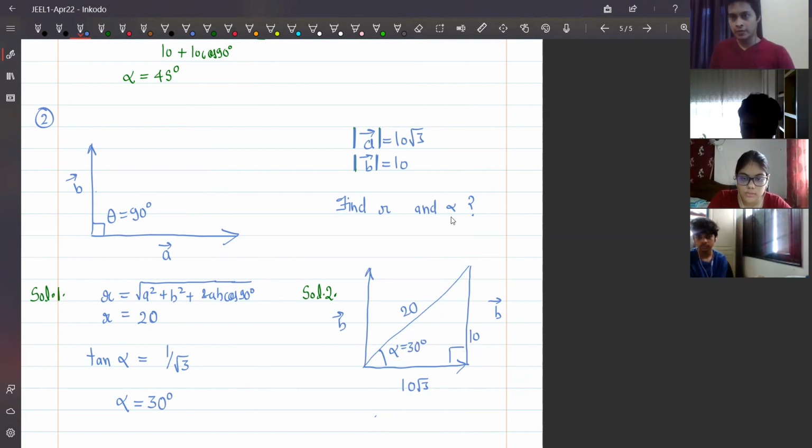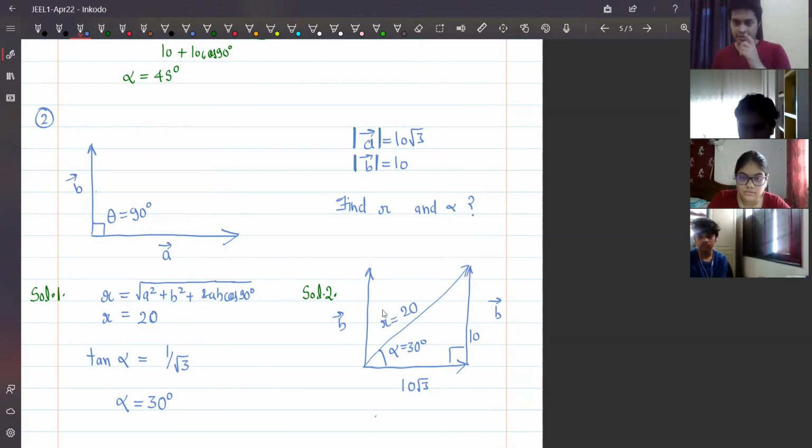Once you have practiced this enough, you can do the whole calculation in your head. Just imagine the triangles. The base is 10 root 3, this is 10. So 10 root 3 squared is 300, plus 10 squared, 100. The root of 400 is 20. So this R is 20.